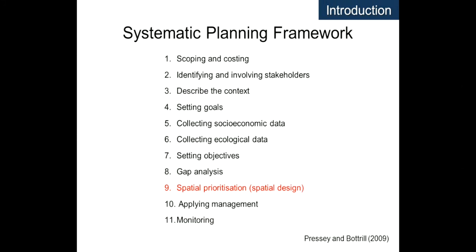Stage 9 here, spatial prioritisation of protected areas or spatial design of protected areas, is a key component of planning and essentially involves getting a computer algorithm populated with biological and ideally social data and using it to work out where to put protected areas based on maximising biodiversity objectives and minimising costs to people.